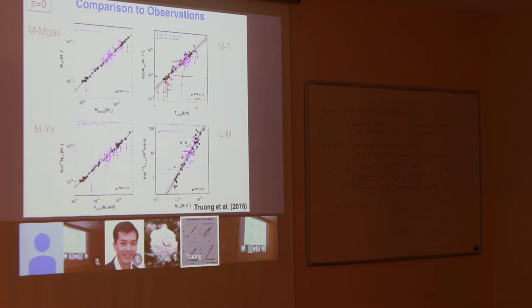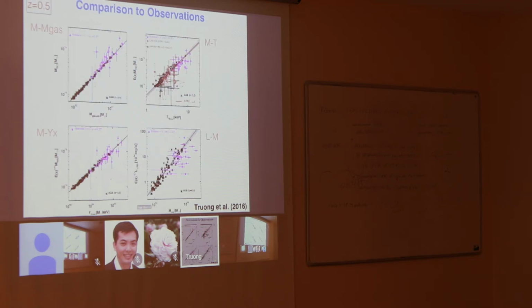Here I show the comparison for four different scaling relations: M gas, temperature, YX, and also temperature, luminosity, and mass. The black points are from our simulation and the colored points are from observation, and we see they are more or less quite consistent at redshift around zero. We also have a comparison at a little higher redshift around 0.5, and the consistency is more or less reasonable, so that we can use this kind of simulation for the study of the scaling relations later.